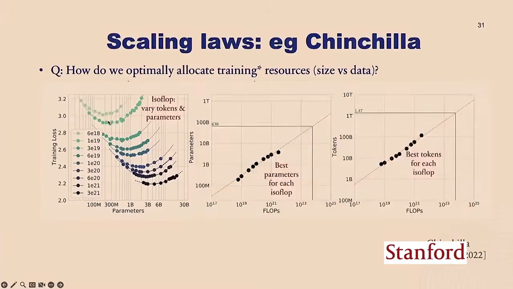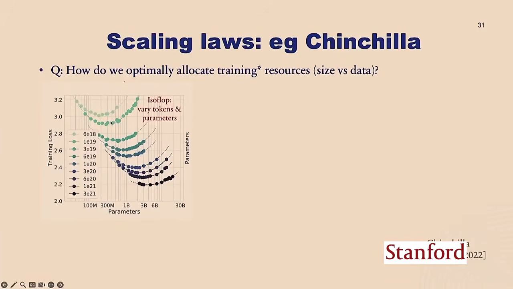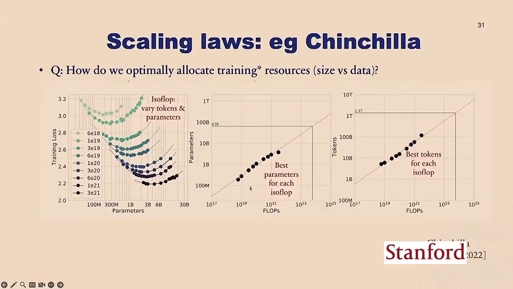Once you have the best one for each of those curves, you can plot how many FLOPs it was, which curve you were on, and how many parameters you actually used for training that specific point. You put that on the log scale again, and now you fit a scaling law again. So now I have something which tells me that if I want to train a model of 10 to the power 23 FLOPs, here's exactly the number of parameters that I should be using: 100B.